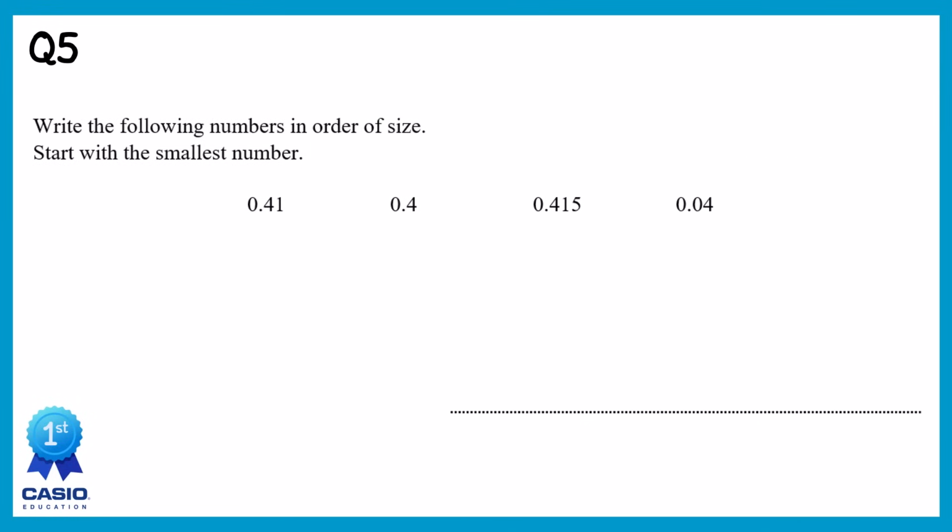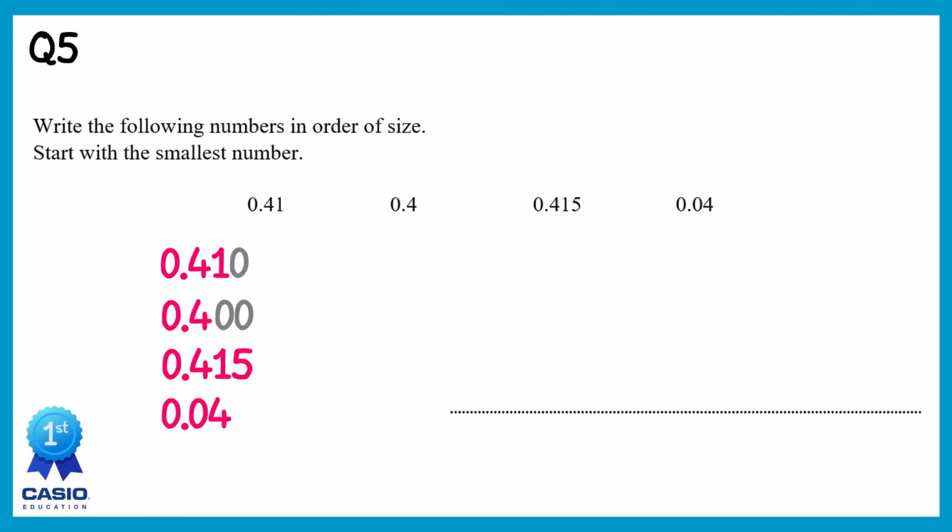In this question, we need to put the numbers in order of size. I like to do this by writing them vertically like this. I then fill in any of the gaps with zeros, and now it's easier to compare the numbers. The smallest one would be 0.04, then we have 0.4, then 0.41, and 0.415.